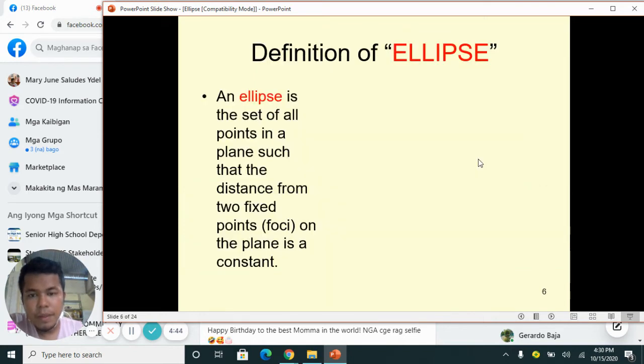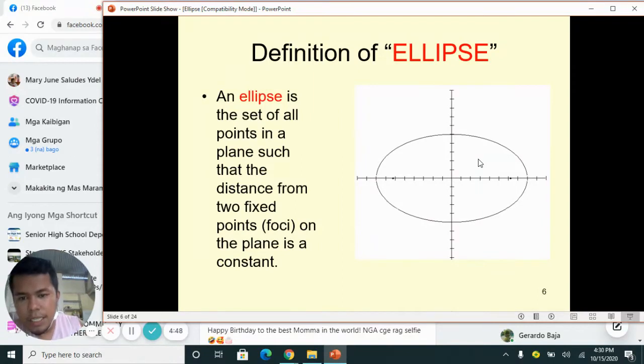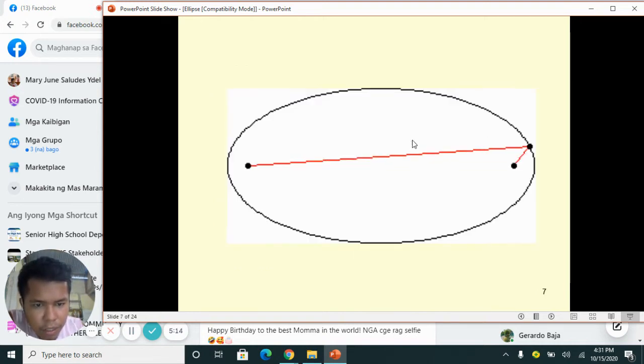Okay? So, definition of an ellipse. An ellipse is the set of all points in a plane such that the distance from two fixed points, the foci, on the plane is a constant. Again, let us go back: an ellipse is the set of all points. This is an ellipse, but it is composed of a set of points, many small dots.